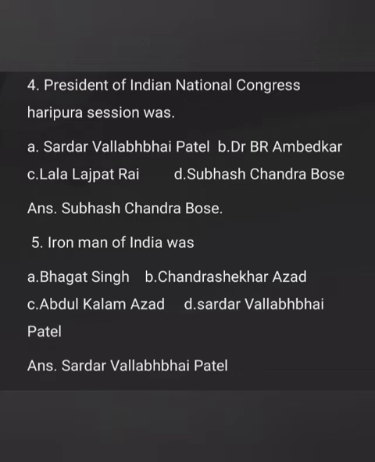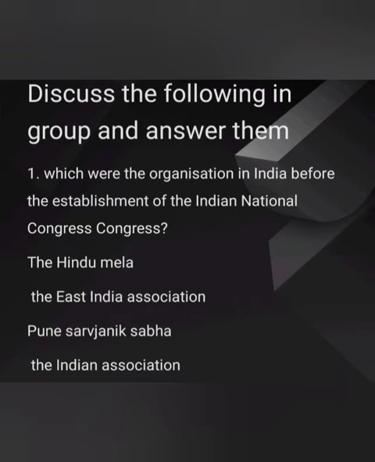Next main question is discuss the following in groups and answer them. First question is which were the organizations in India before the establishment of the Indian National Congress? Answer: the Hindu Mela, the East India Association, Pune Sarvajanik Sabha, the Indian Association.